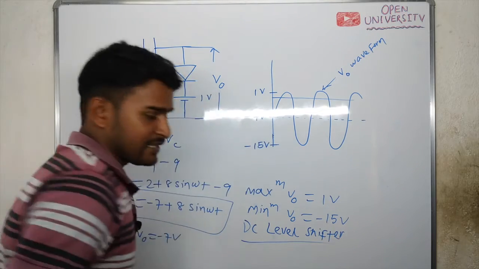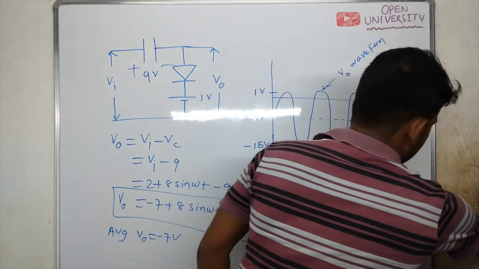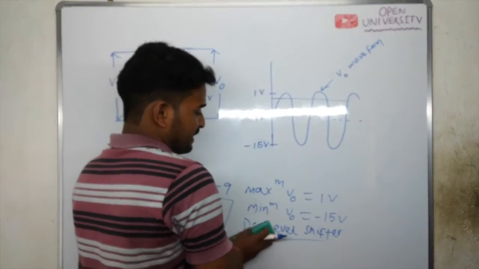It will change only the DC value or DC level. Hence clamper is also called as DC level shifter.